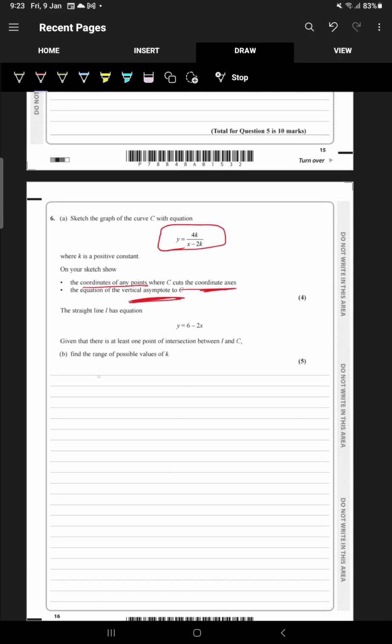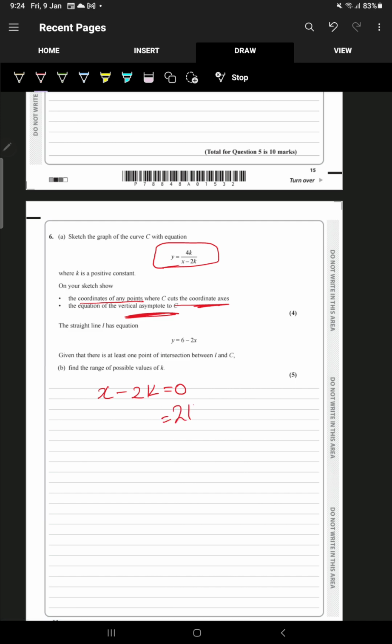Over here we need to find the x asymptote. There's one trick whenever they give something in the denominator: you set x minus 2k equal to 0. First we find the x asymptote, and taking 2k to the other side, x is going to be 2k. You can find the x asymptote by setting the denominator equal to 0 whenever they give something like minus or plus.